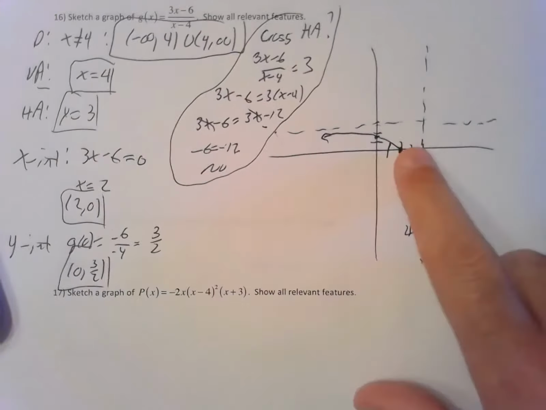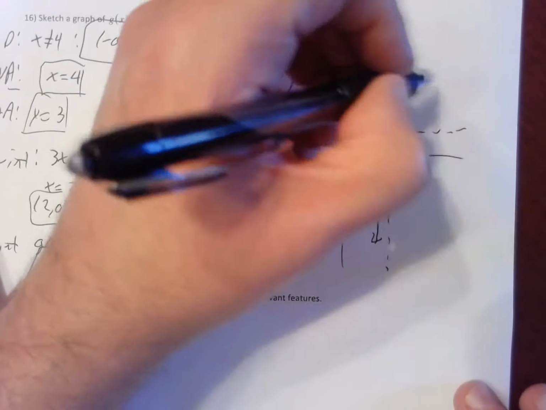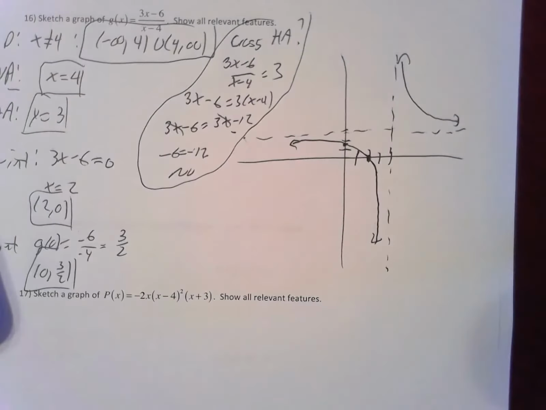Okay, if we don't cross, this graph's not going to come up and right on top. Over here, I know the graph either has to then live in this section right here or right here. If it lived right here, there would be an x-intercept. There's no x-intercept there, so the graph must live there.